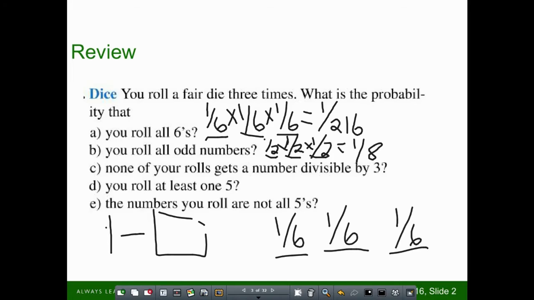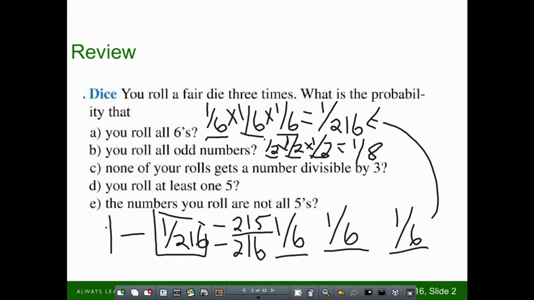We actually have that answer right here because it's the same as rolling all 6s. So 1 over 216. Now, once we get that, we just do 1 minus that answer to give us a final answer for this question of 215 over 216, which means the chances of not getting all 5s is extremely high because there's only one way to do it. So it's essentially going to be way up there.